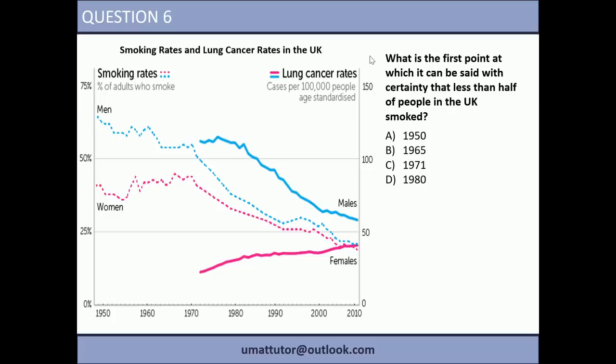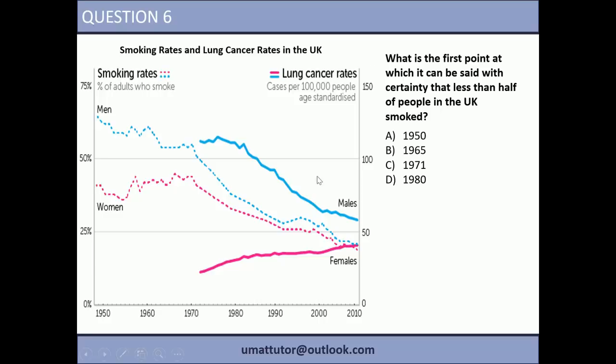Just one more question based on the same graph, and it's pretty similar to the one we had two questions ago, where we were asked about the first point in time at which more than half of the participants in that study had died. Same concept here. The question is, what is the first point at which it can be said with certainty that less than half of people in the UK smoked?